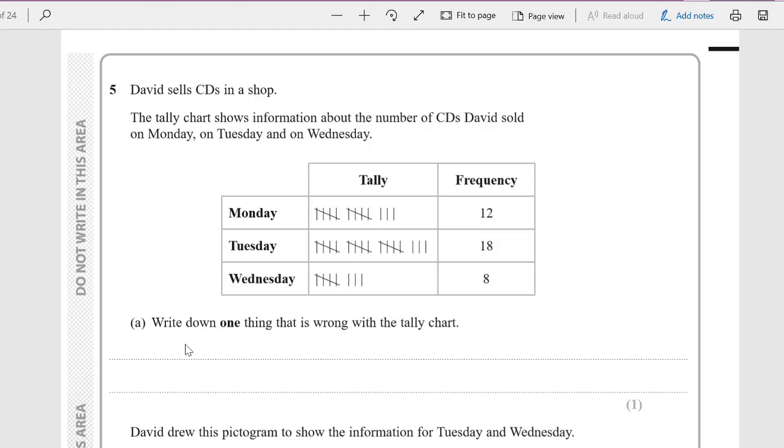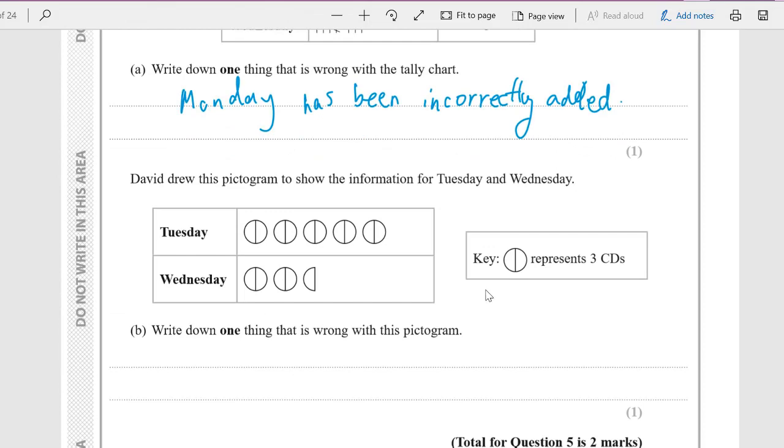So first thing instinctively, Monday has been incorrectly added. So then it says David drew his pictogram to show information for Tuesday and Wednesday. So it says write down one thing that is wrong with the pictogram.